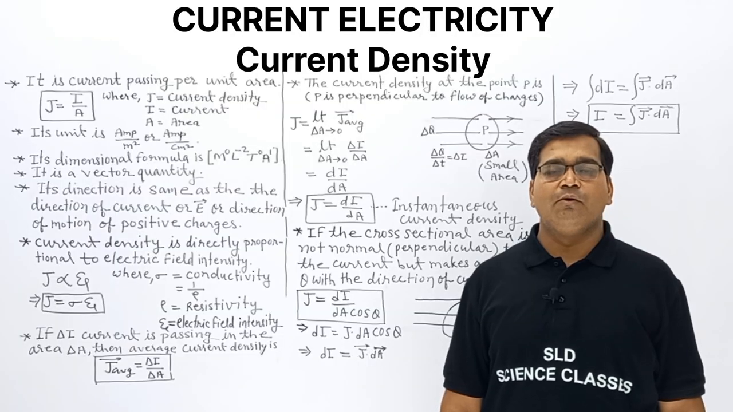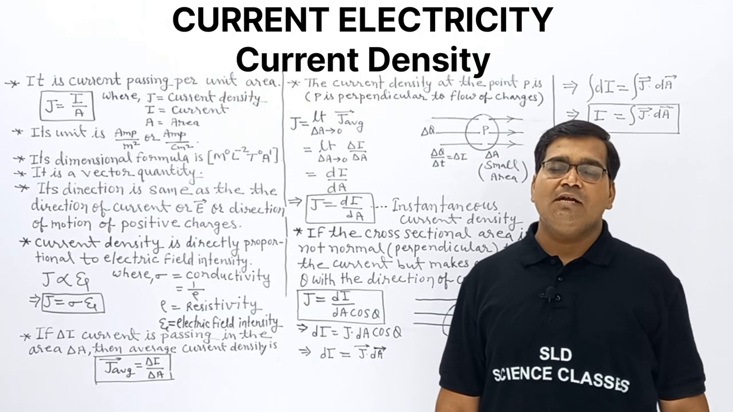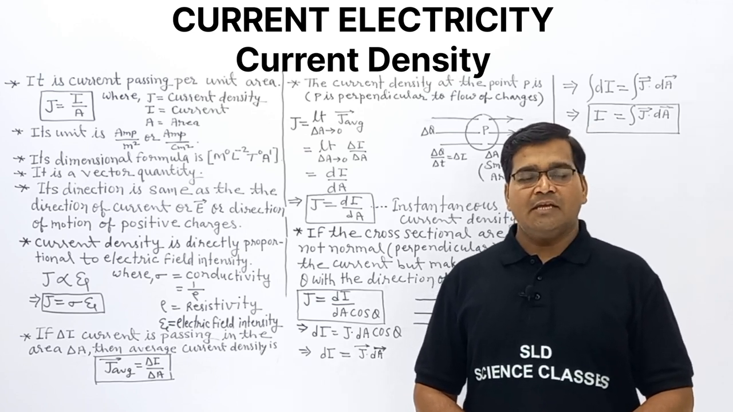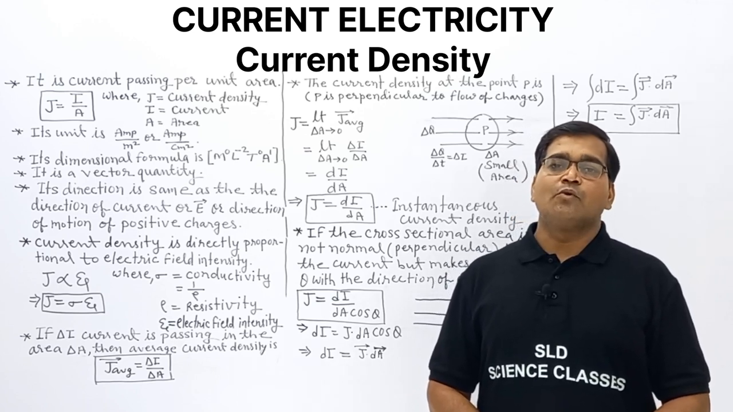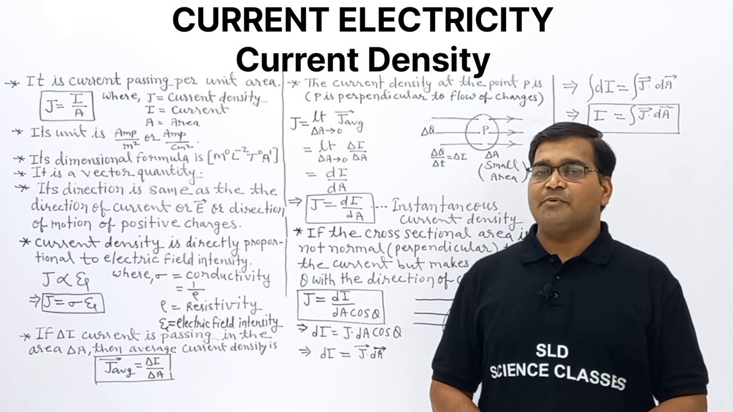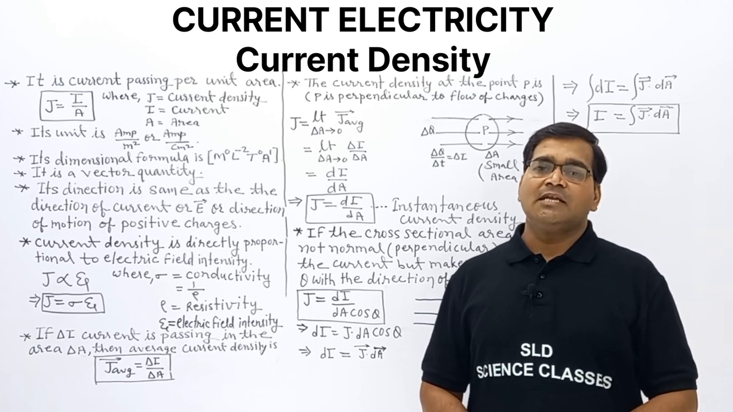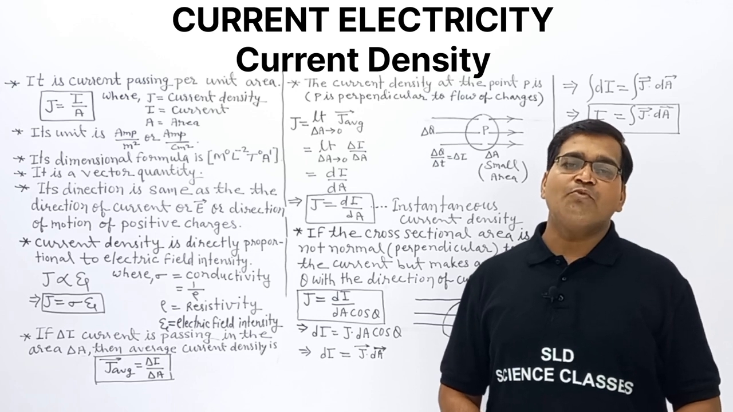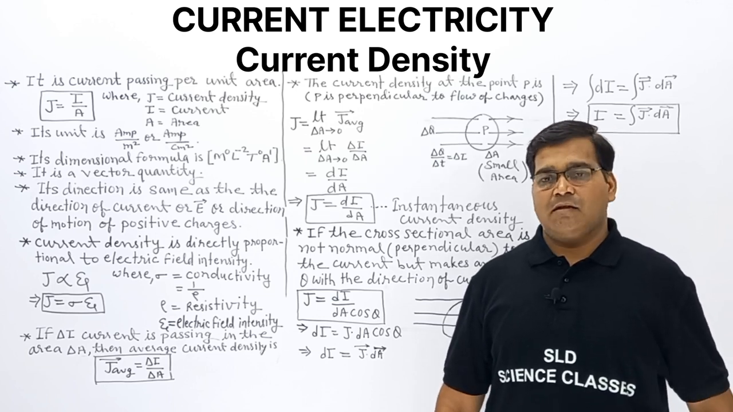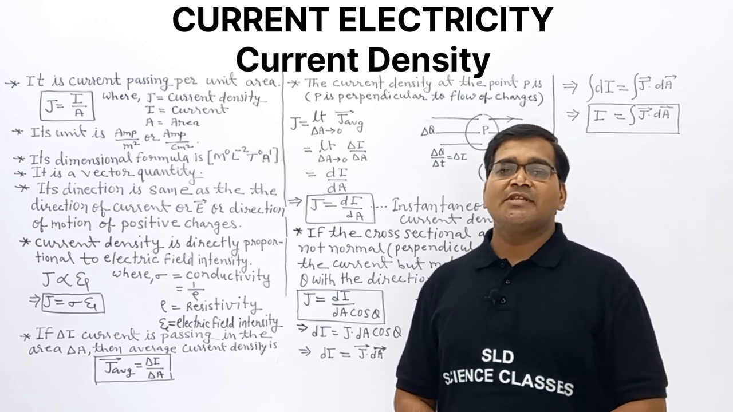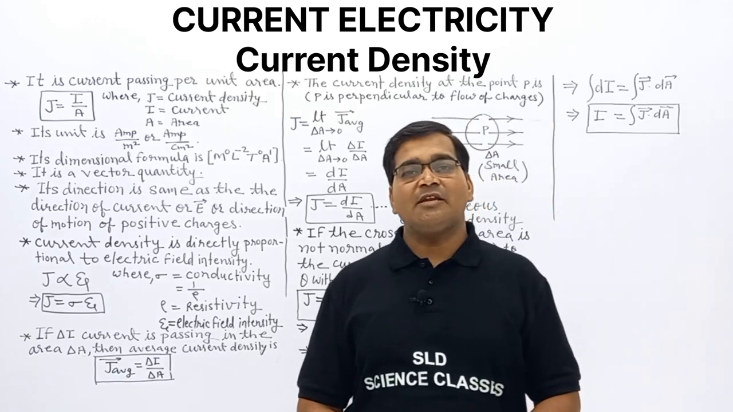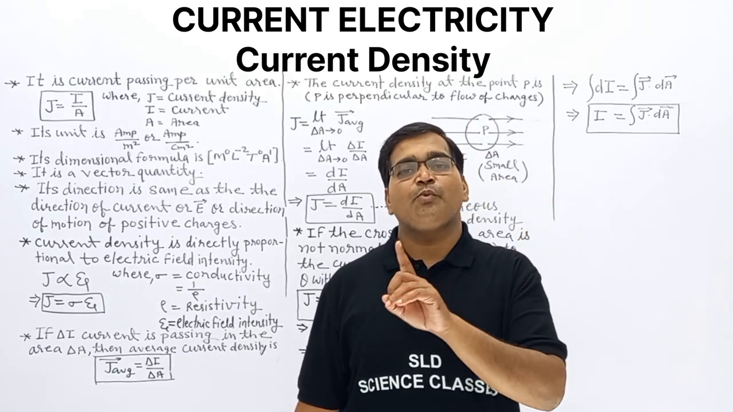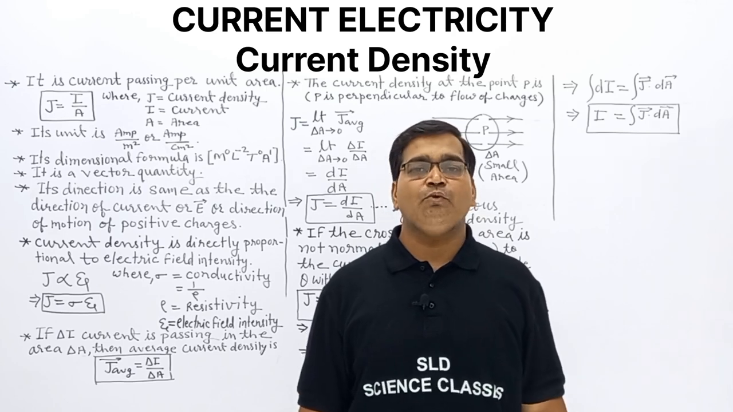In this video, we will discuss current density. It is linked to the current electricity chapter, and in this chapter we already studied Ohm's law and electric current. We know what Ohm's law is: the potential difference across the element is directly proportional to the current flowing through the element.